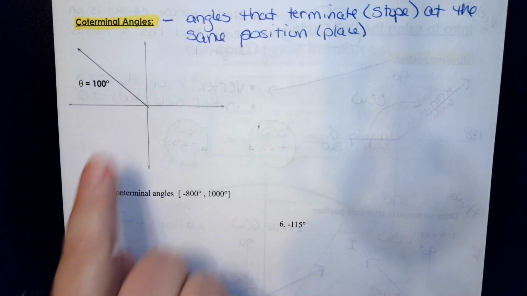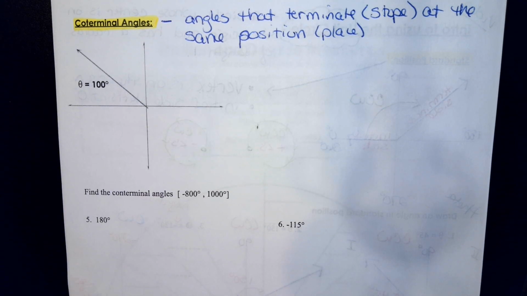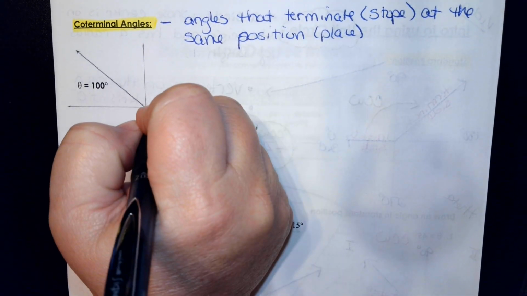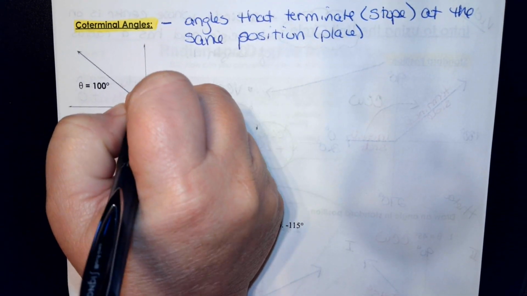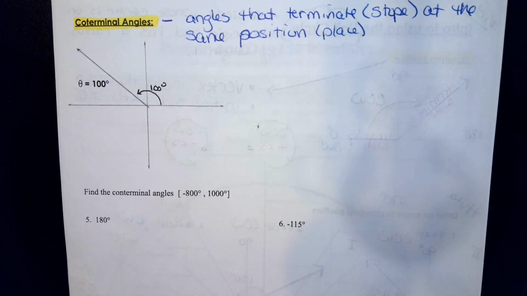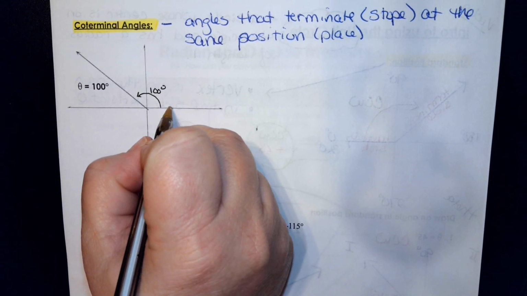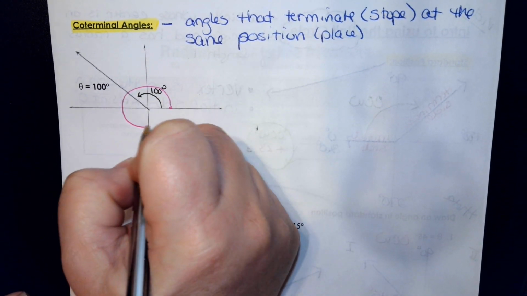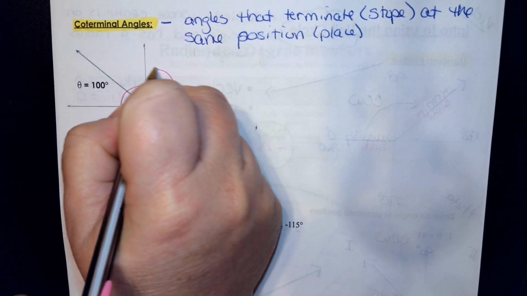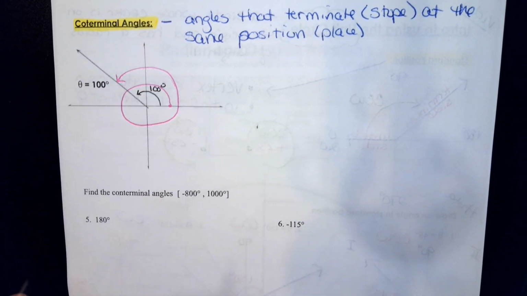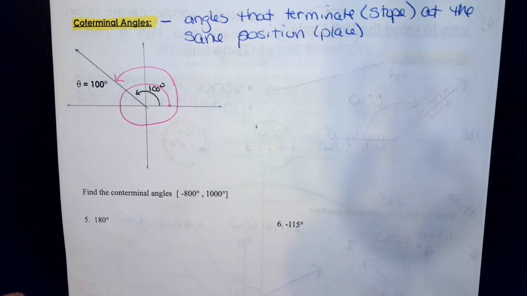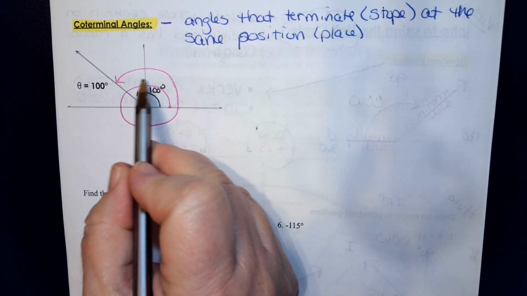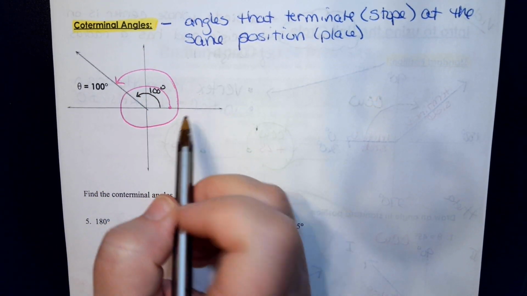All right, so looking at our example right here, notice we got an angle that measures 100 degrees. Let's say that we had an angle that started at 0 degrees, it went a complete rotation, but then it continued to the same spot that 100 stopped at. Okay, so let's talk about what this would measure. This angle here in pink.